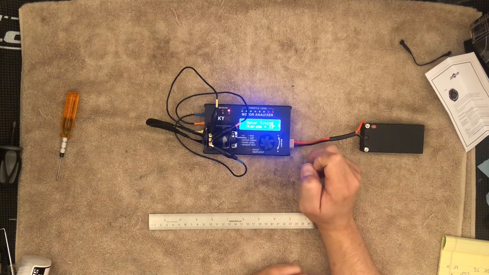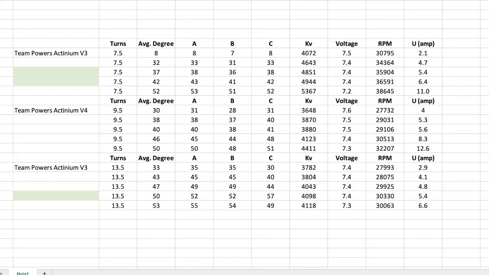All right, I'm gonna move on to the table now. This is the data set for the Team Powers Actinium V4. So here's the V4. Now the V4 is the current generation. I only have V3 information to compare it to, which is the previous generation. So this is the 9.5, which is the motor that we were testing. So we have all the different tests here, 30, 38, 40, 46, and 50 average. And I'm going to compare it to the 7.5 previous generation and the 13.5 previous generation.